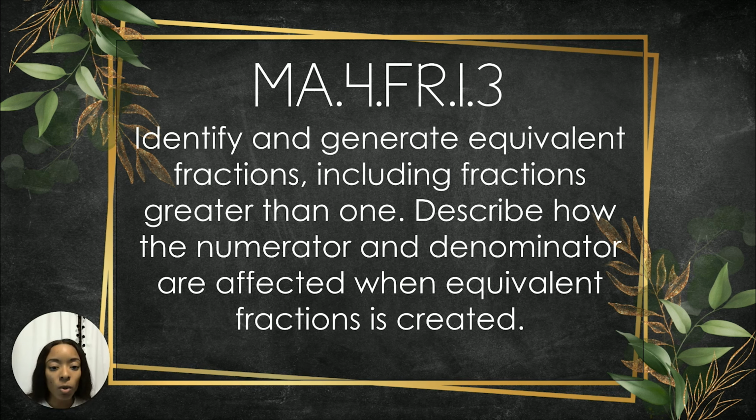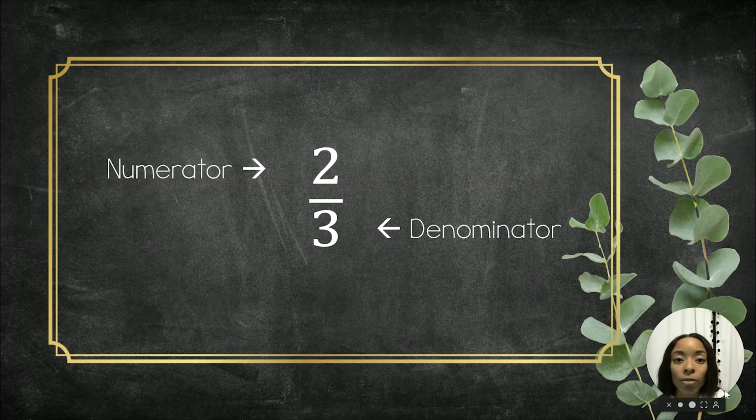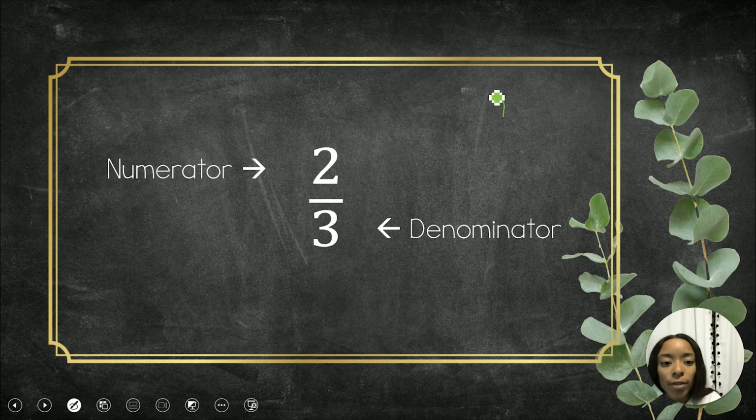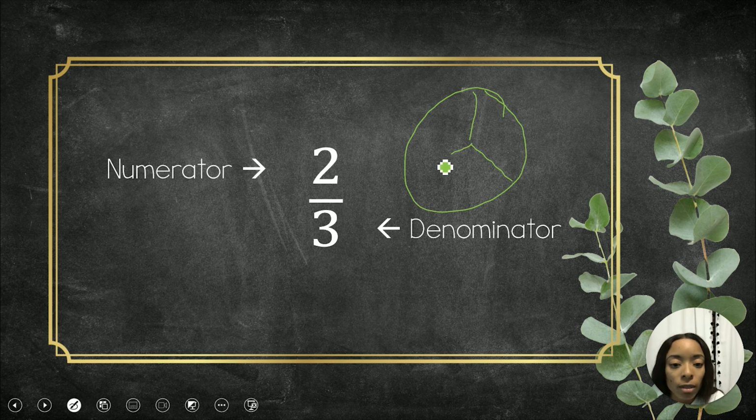So first things first, we got to make sure we know what the parts of the fraction are. The numerator are the number of parts in the whole, and the denominator is the number of parts the whole is divided into. So if I have a circle and I divide it into 3 equal parts, that's representative of my denominator. But if I then shade 2 of those equal parts, that's my numerator.